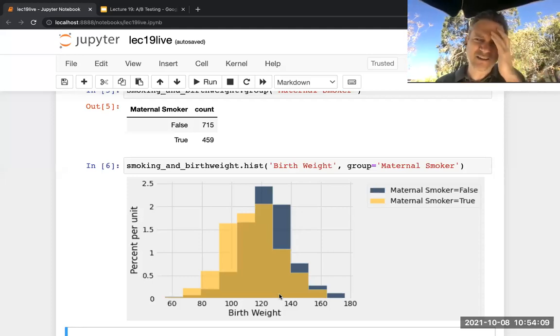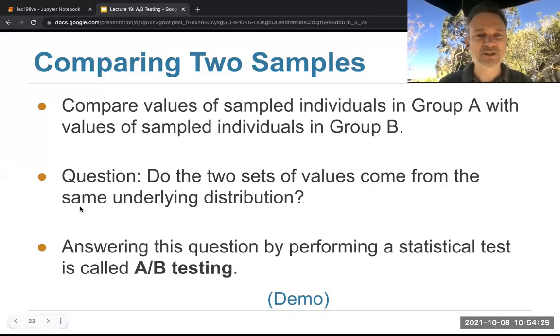And the question is, is this difference big enough that it looks like it represents something about reality, about the effect of smoking, or is it so small that it could be accounted for by just chance variation in the sample? Okay, a little tricky to tell. So let's develop a technique, A/B testing, that is going to help us answer that question.